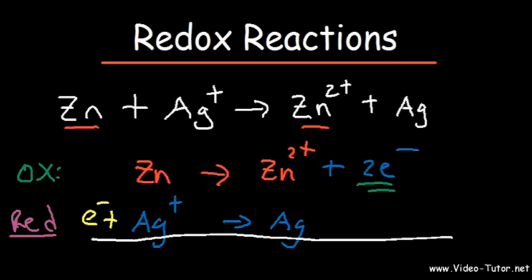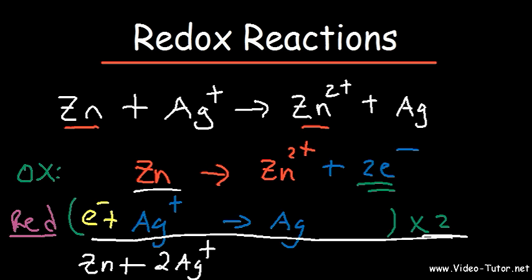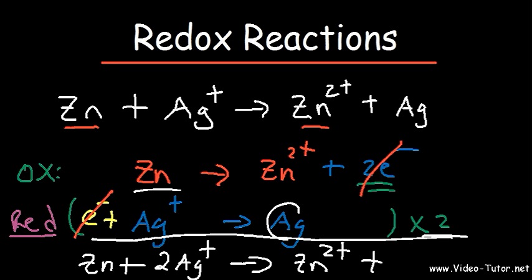Now, before we can add these two, we need to make the number of electrons in both half reactions equal. So we're going to multiply the second equation by 2. And now we can add them. So if we bring this down, we have zinc plus 2 Ag plus, because we've got to multiply by 2. The 2 electrons will cancel. And on the right side, we have zinc 2 plus, and we're going to multiply that by 2, so 2 Ag. So now that reaction is balanced.